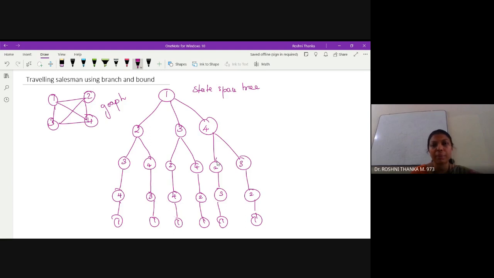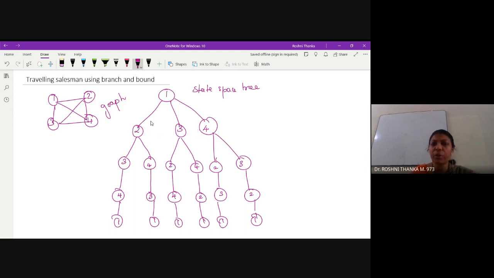So what will happen in branch and bound? In the same type of problem, how will you solve it using branch and bound? If you remember zero one knapsack, what we did is, we had an upper bound, and we won't go depth wise. How we solve is, we will go level based. So what will we do? From 1, we'll be solving 2, 3, 4.